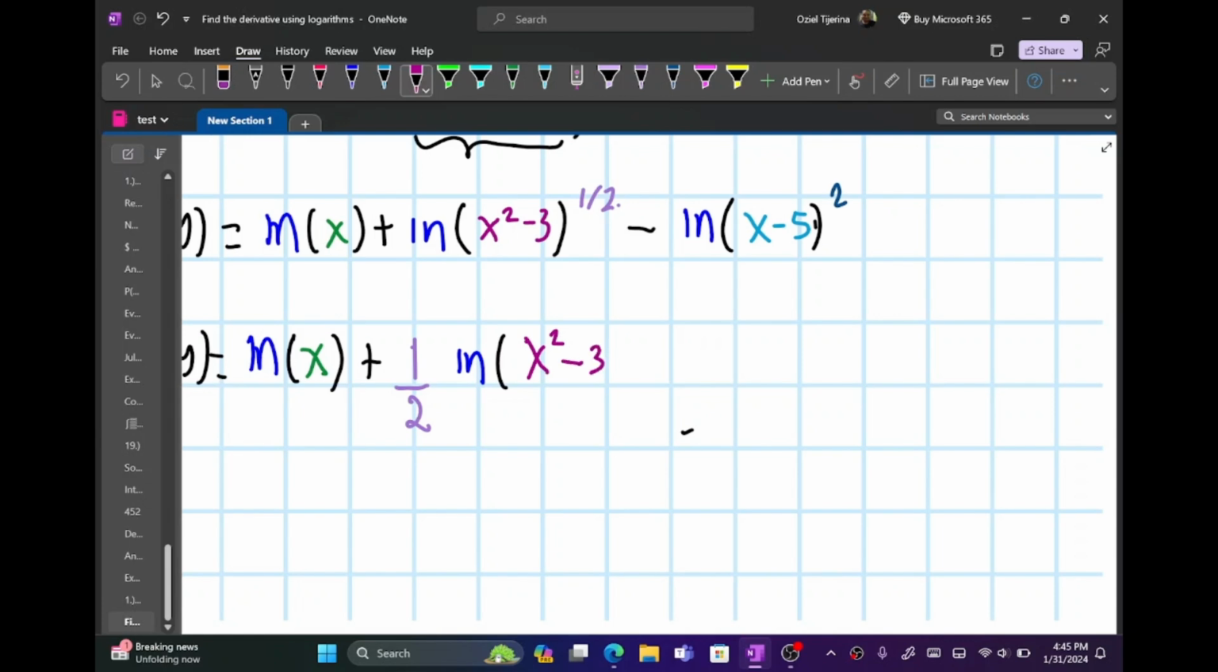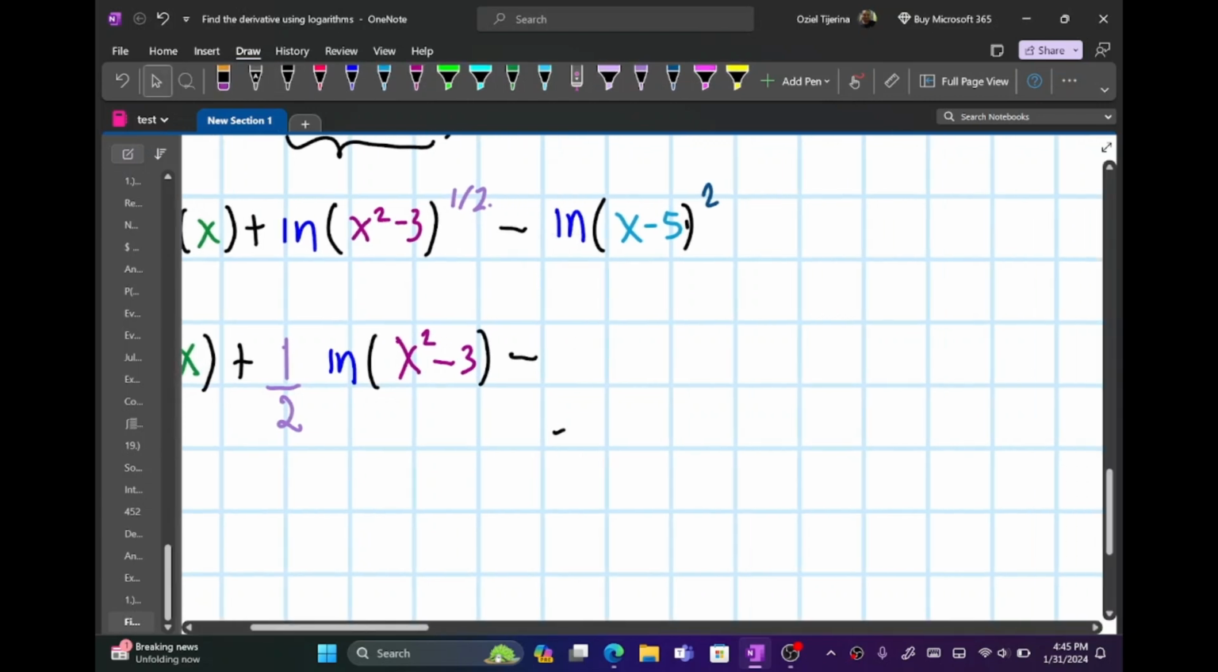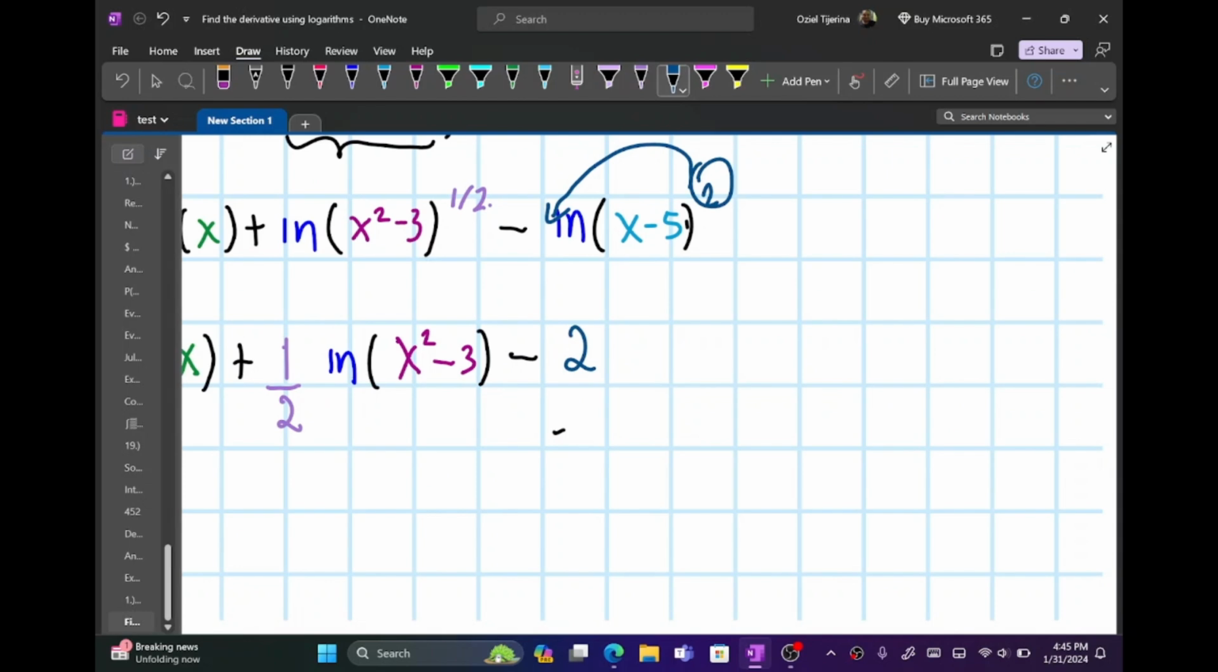So we have this, right? And then minus ln of, so again, we're doing the same idea with this one. So move this one to the front. So it's going to be minus 2 ln of x minus 5. Give me a second, guys. Hold on.